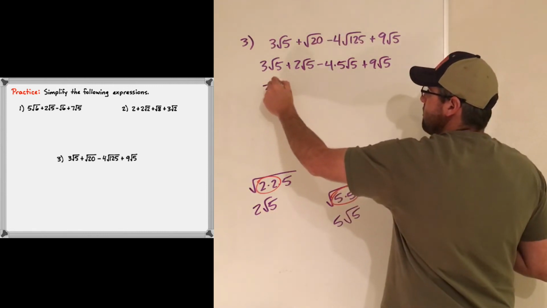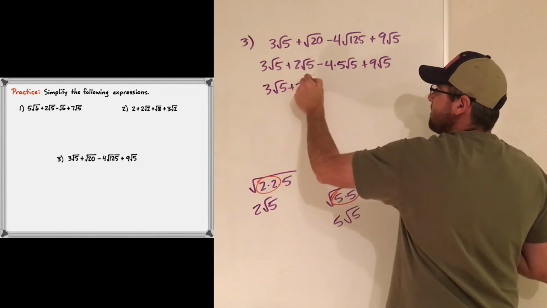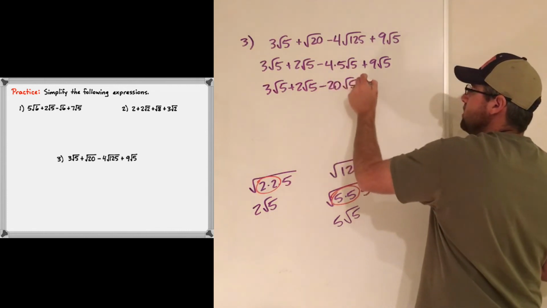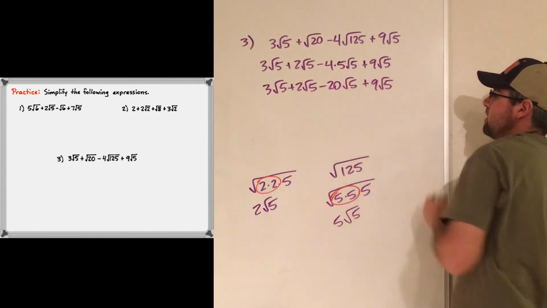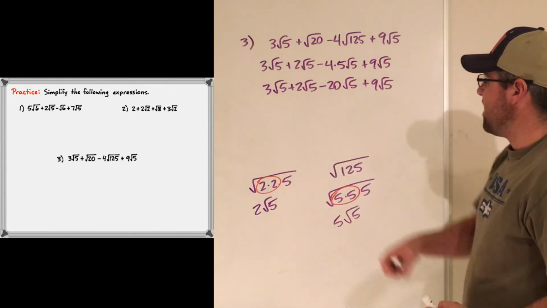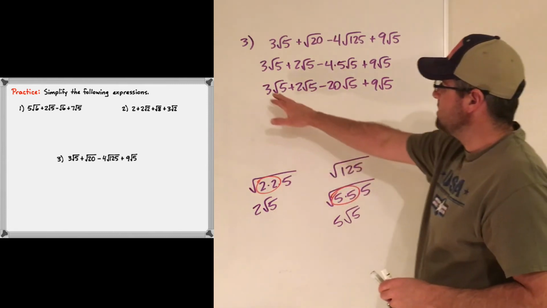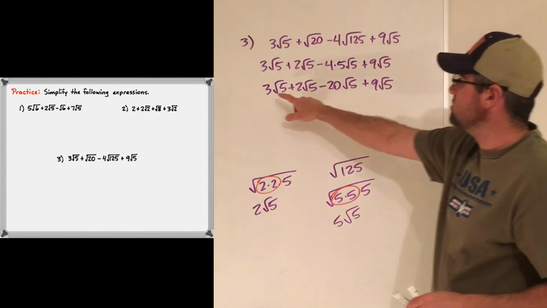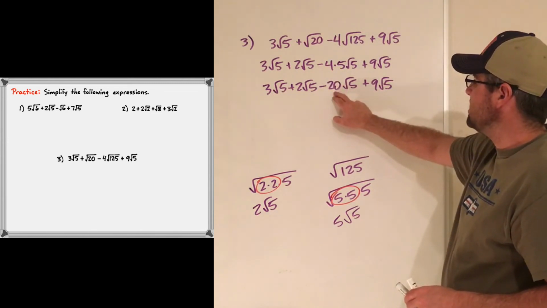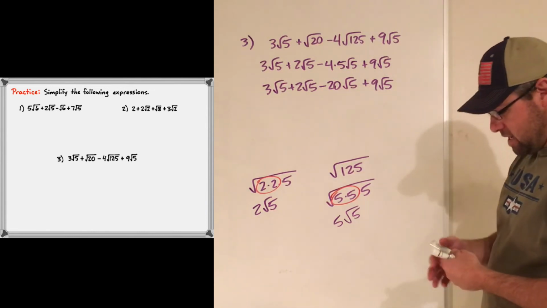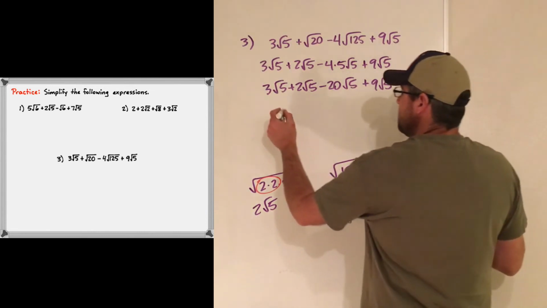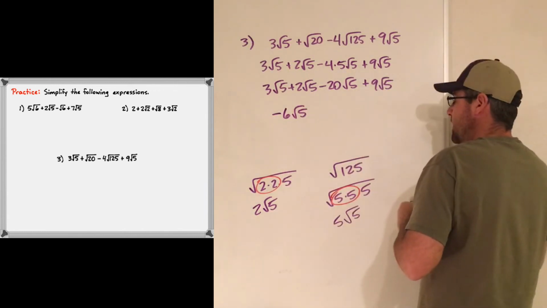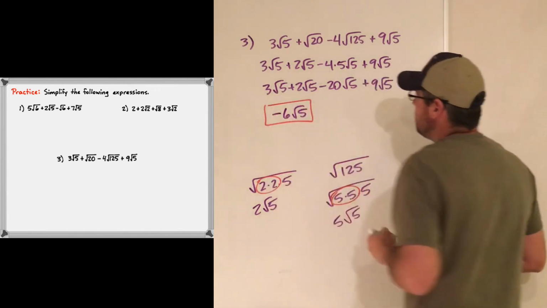So we got 3 rad 5 plus 2 rad 5 minus 20 rad 5, right? 4 times 5 is 20, plus 9 rad 5. Now we can see that they're all radical 5, so I can take that out, and then I can see I got 3 plus 2 minus 20 plus 9. Well, 3 plus 2 is 5, minus 20 is negative 15, plus 9 is negative 6, I believe. So it'd be negative 6 radical 5 as our final answer for number 3.